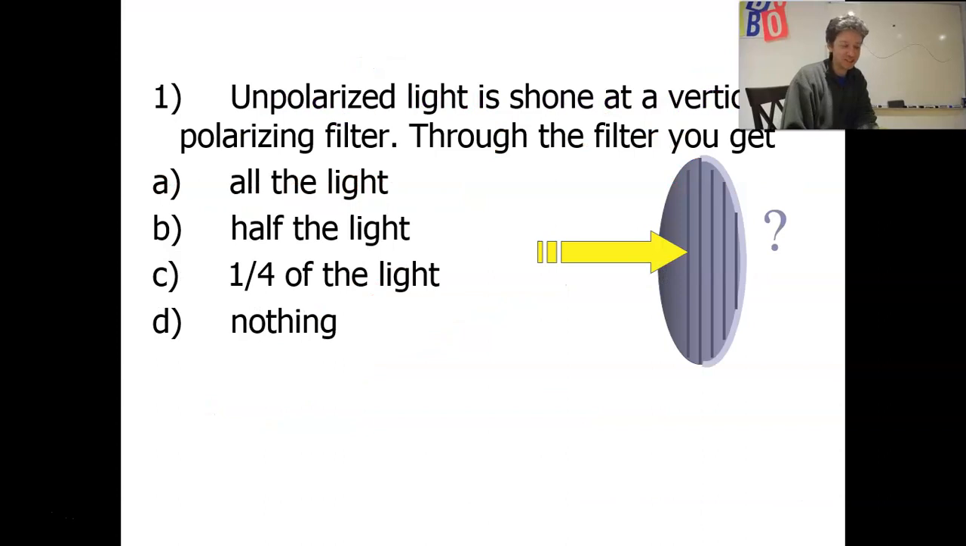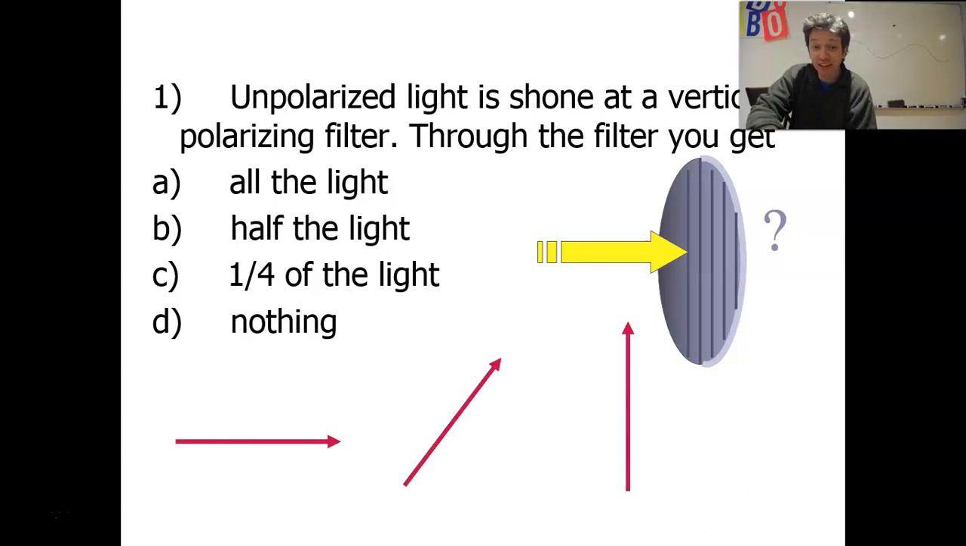Let's go back to polarizers. I want to talk a bit more about polarizers. Let's say we're going to do a couple experiments here, simulations. Let's say we have unpolarized light and it's shown at a vertical polarizing filter. Through the filter you get, well, how much of the light? All of it? Half of it? A quarter of it? Nothing? Well, in this case, you're going to get half the light. All the vertically polarized light and anything that's partially vertical and partially horizontal, like light that's at 45 degrees, you'll get the vertical component. So out of all of that light, you get half.